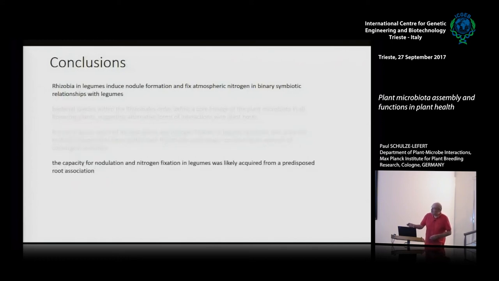The capacity for nodulation and nitrogen fixation was likely acquired from a predisposed root association. So what I'm saying is that the root microbiota is just like a launch pad for the evolution of highly sophisticated symbionts, or a launch pad for the evolution of nasty pathogens. And I think that's conceptually analogous to the gut microbiota in humans.